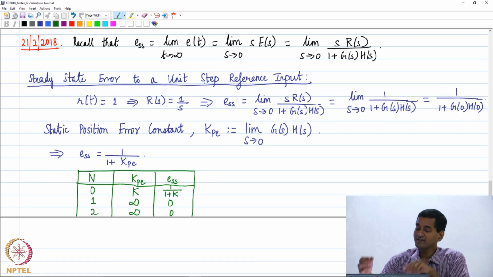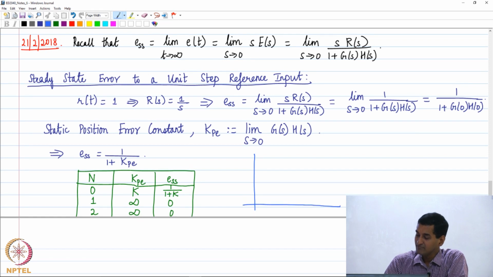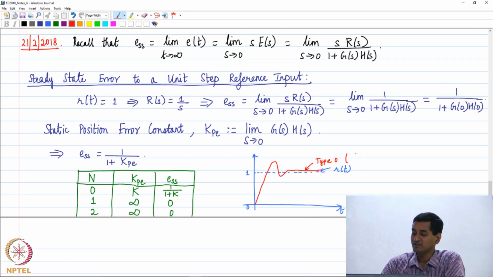So one can see that if I give a unit step reference input, and I have a type 0 system, so let's say this is my reference input R of t. What will happen is that my y of t may essentially settle down like this with a steady state error. Sorry, this is for a type 0 system. So you see that the steady state error is going to be 1 divided by 1 plus capital K. So there is going to be some finite error as time tends to infinity.